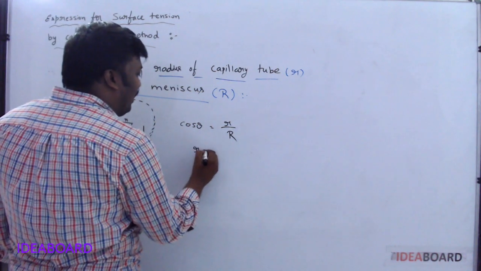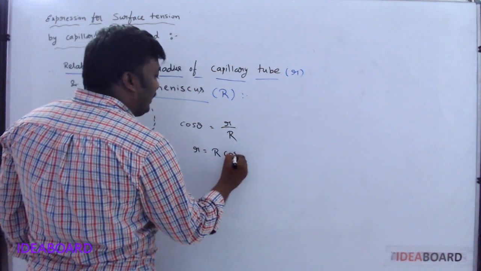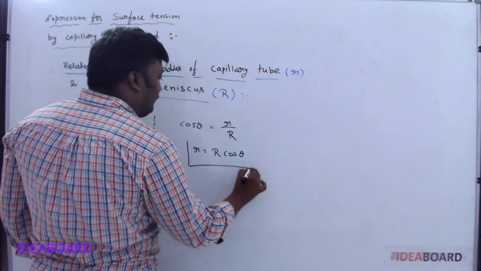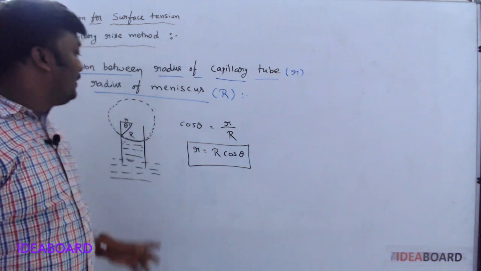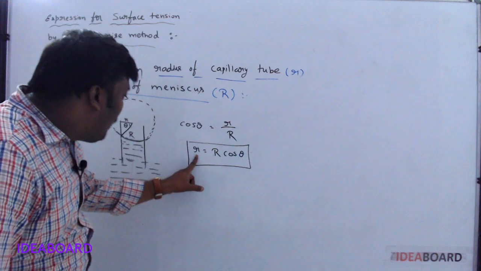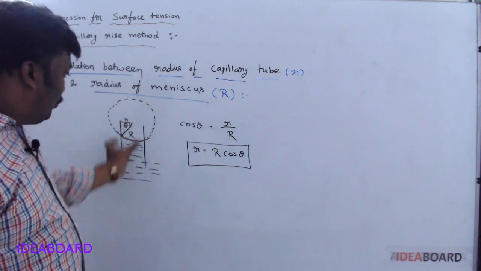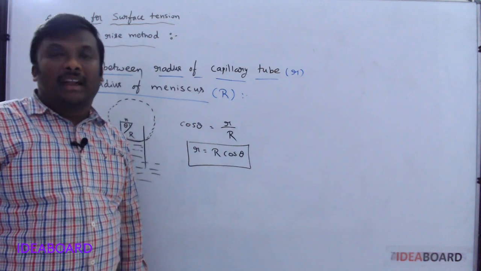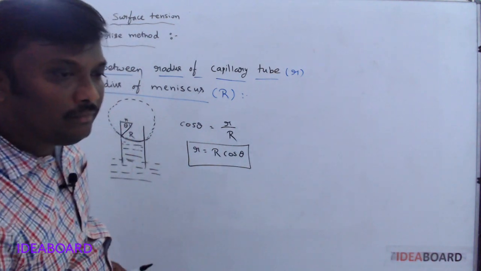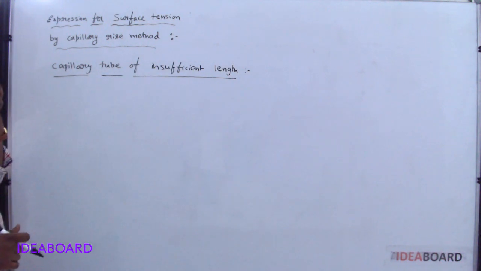Now, what is the value of small r? Small r is equal to capital R into cos theta. What is the relation? Small r is equal to capital R into cos theta. This is the relation between small r, the radius of the capillary tube, and capital R, the radius of the meniscus. Understand? Now, this application was asked in previous examinations: capillary tube of insufficient length.